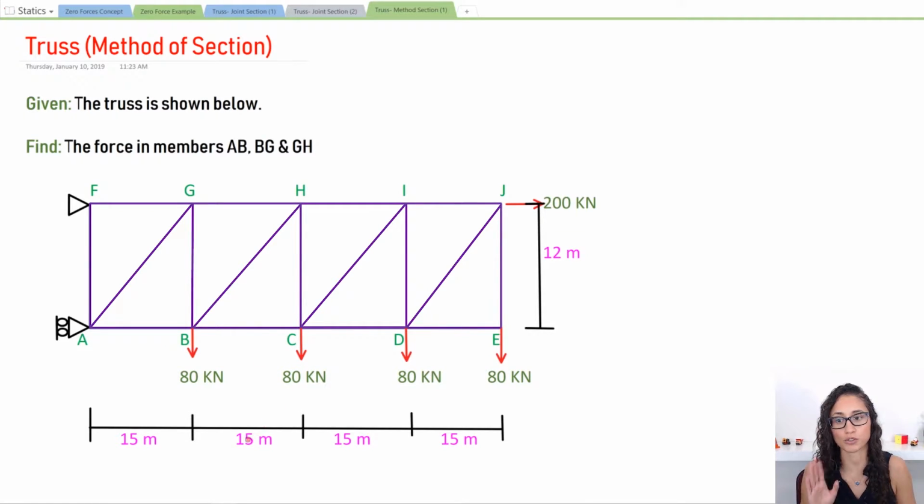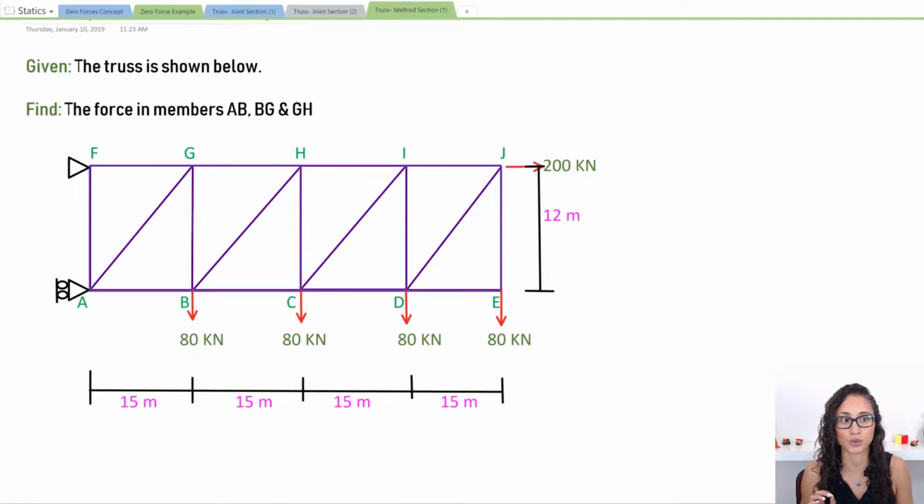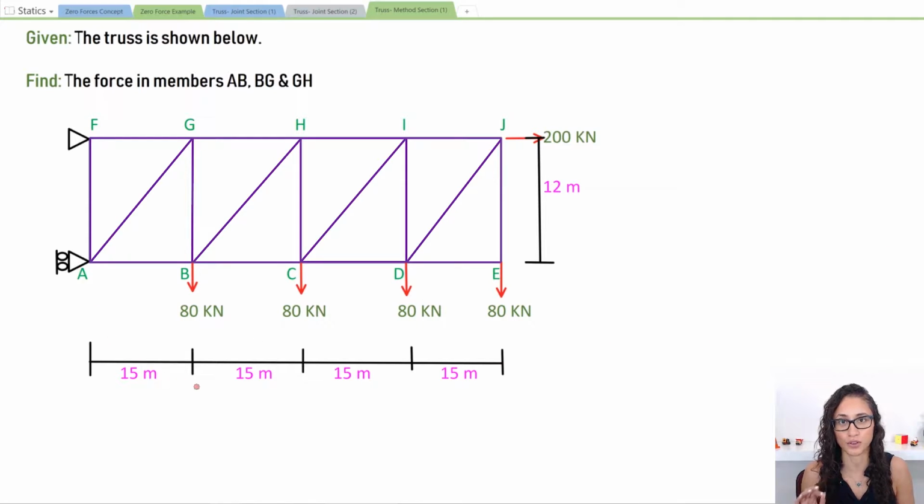The first thing we're going to do, just like in the previous video, where I used a really quick method to solve any given truss, is calculate the reactions. If you're interested in the previous videos, I'll leave the link somewhere above in case you want to check it out.